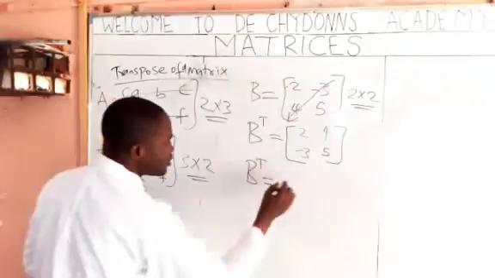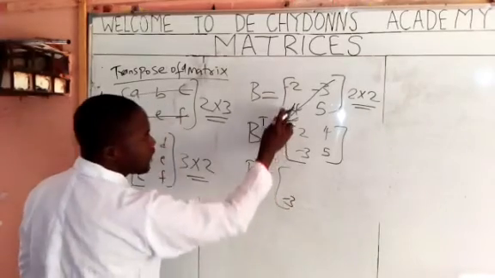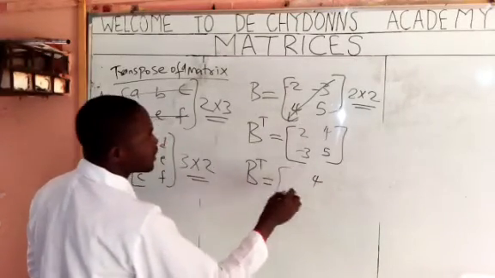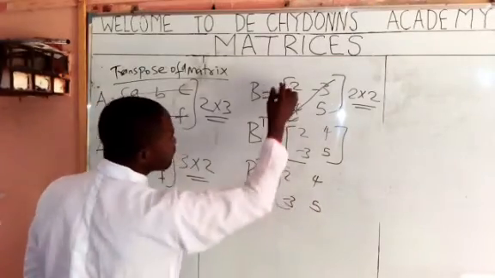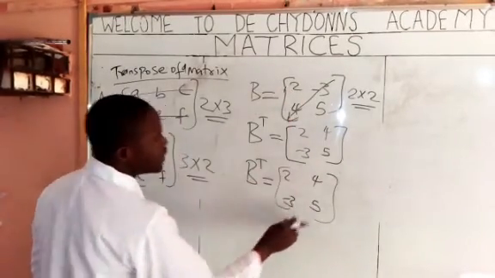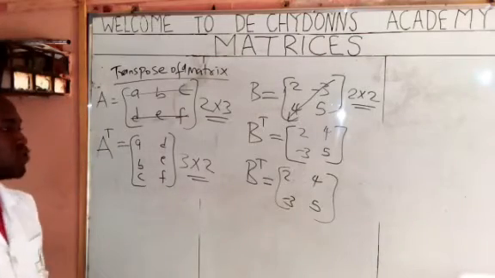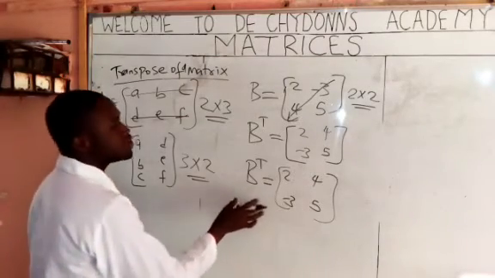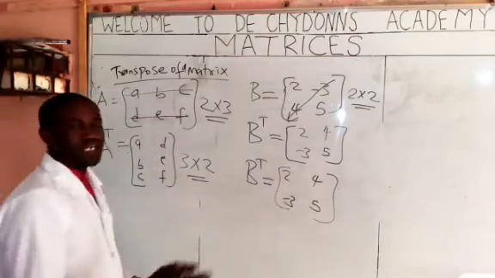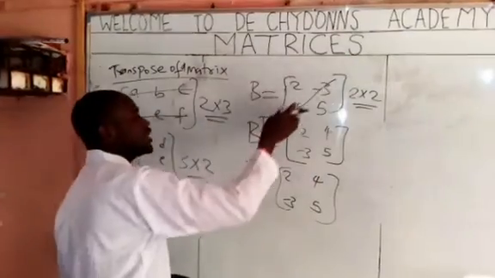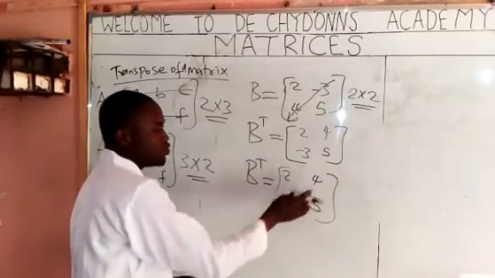Let's interchange. Minus 3 will replace 4 and 4 will replace minus 3. Then we have 2 and what? 5. So this is the transpose of the 2 by 2 matrix. That is, interchange the off diagonal elements. Once you interchange them, you get it.